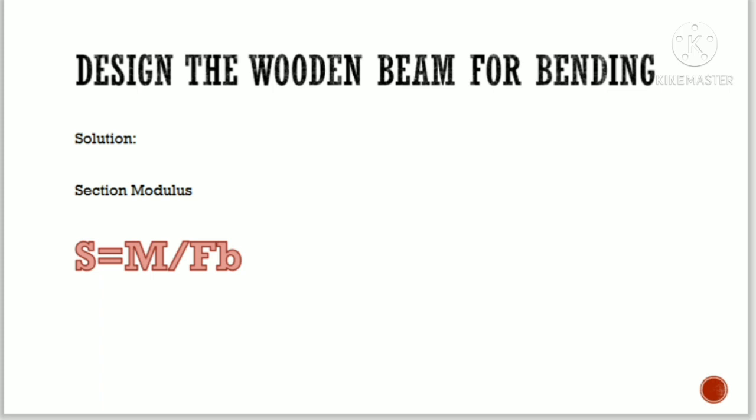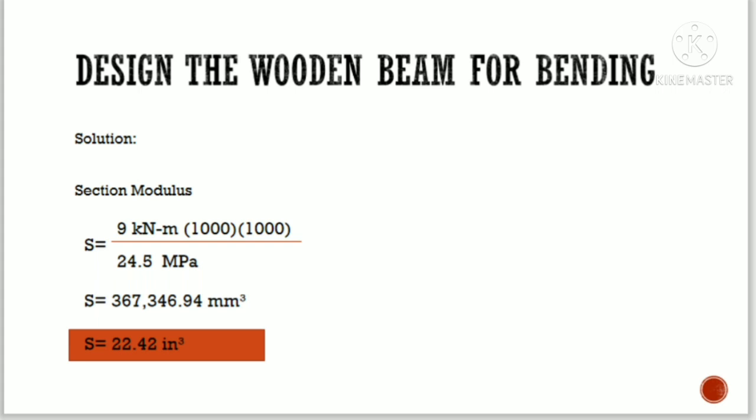The next step is we're going to determine the section modulus. S is equal to M over FB, where M is our maximum moment, and FB is our allowable bending stress. Our moment is equal to 9 kN-meter, and our FB, the allowable bending stress, is equal to 24.5 MPa. MPa is Newton over millimeter squared. The units of the moment and the allowable bending stress are different. The maximum moment is in kilonewton-meter, and FB is Newton over millimeter squared.